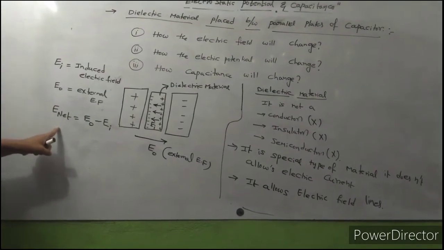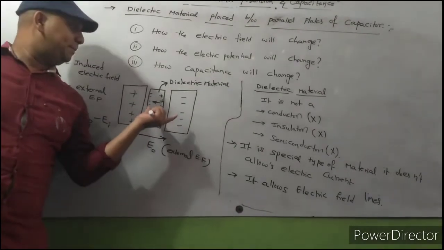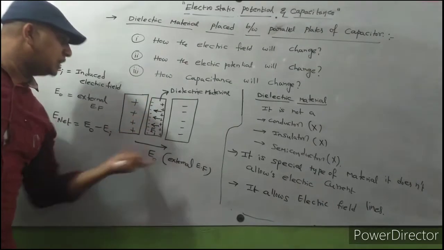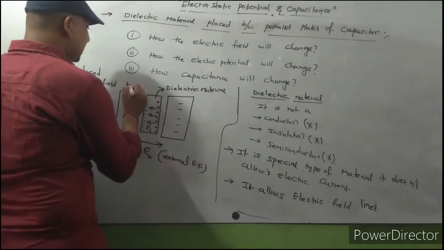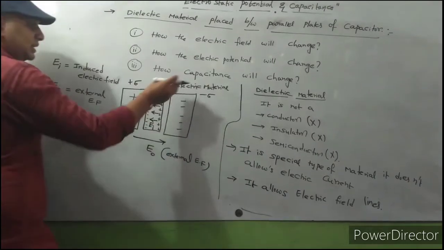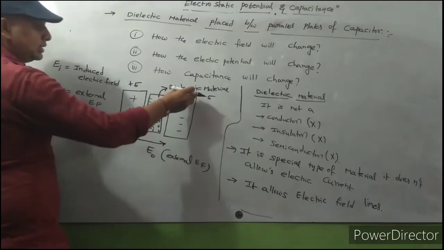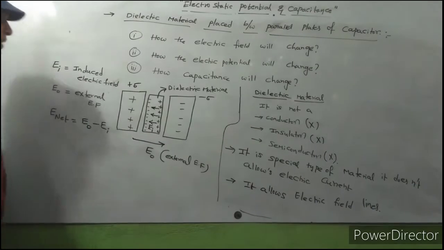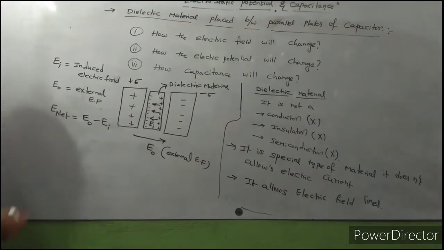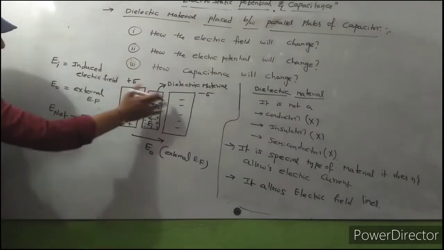E net is nothing but this. These are parallel plates, uniformly charged parallel plates. That means this is plus sigma, this is minus sigma. Surface charge density is plus sigma here and minus sigma here. External electric field minus induced electric field. That means E net is equal to, you know already, E net is.